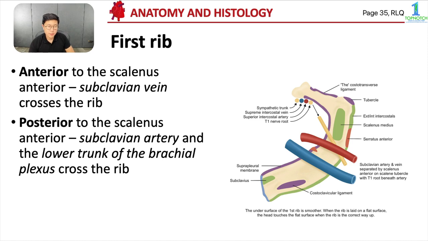So the first rib has a lot of important relations with other structures. So here in this image, this is the attachment of the anterior scalene. And we can see here that anterior to the anterior scalene, the subclavian vein crosses the rib. And posterior to the anterior scalene, the subclavian artery and the lower trunk of the brachial plexus cross the rib.